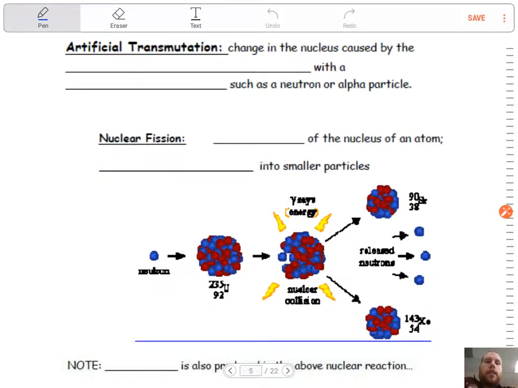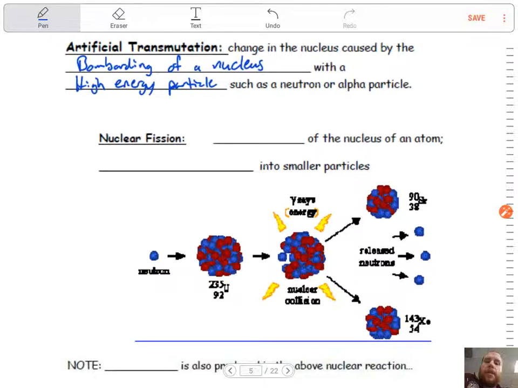All right, so let's talk a little bit more in depth, guys, about these two types of artificial transmutation. So again, change in the nucleus is caused by bombardment. So you're bombarding, you're slamming different particles into the nucleus of an atom. You need to make sure that it's a high energy particle that you're using as well, such as a neutron or an alpha particle.